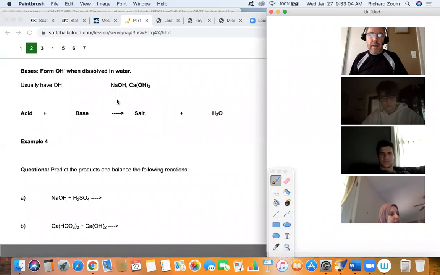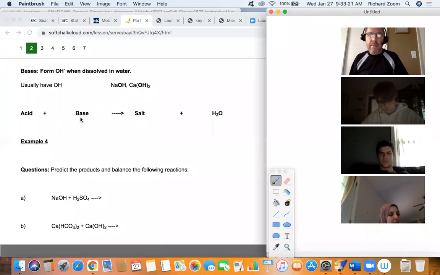Bases generally have OH minus. Well, they form OH minus when you put them in water, and they'll have an OH in them like NaOH or CaOH2. So those are usually pretty easy to figure out which is which.